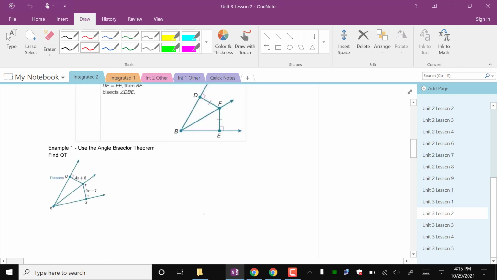We want to use the angle bisector theorem to find QT. So QT is right here. I notice that RT is the angle bisector of angle QRS. Since this is the angle bisector of QRS, then we know that QT and ST are equal to each other. So QT equals ST, and this is by theorem.